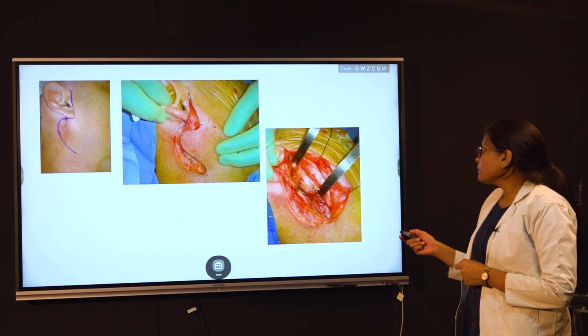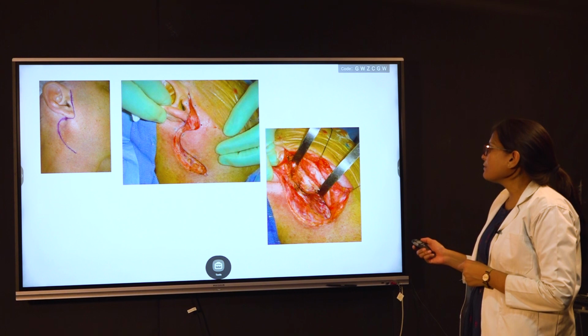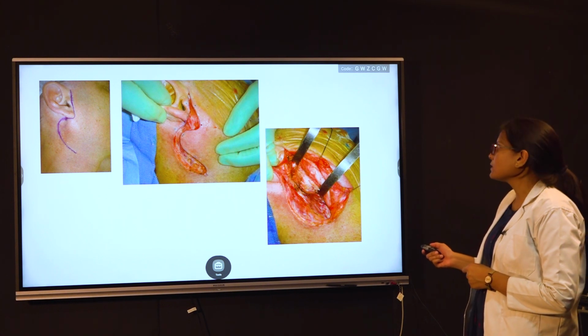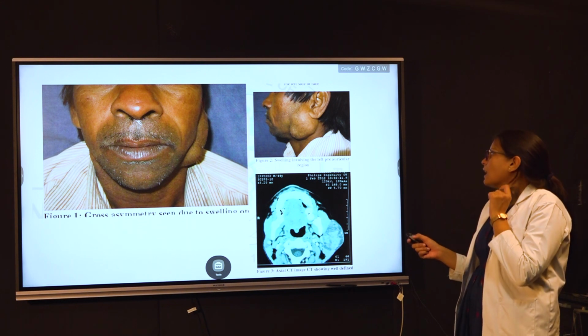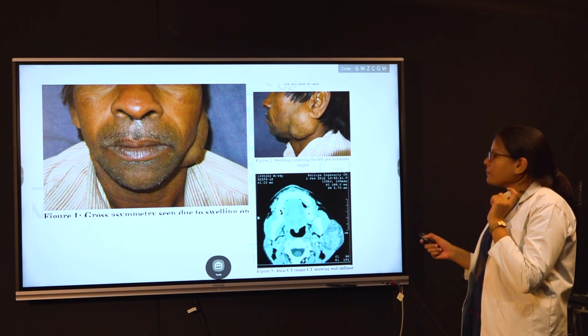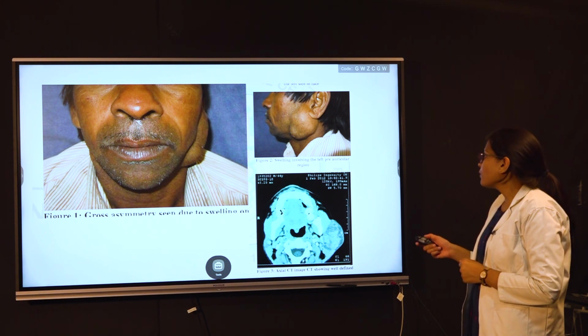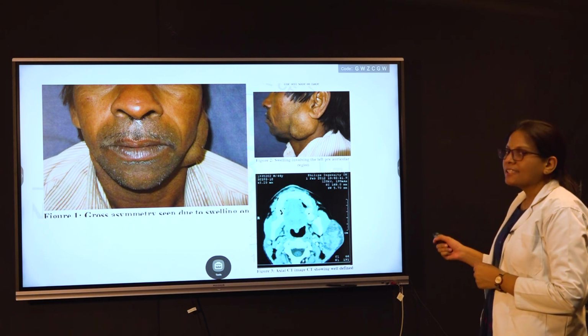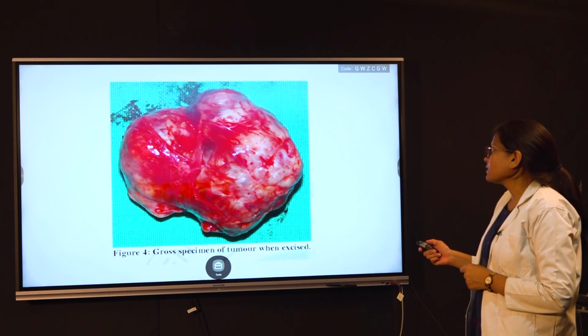So this is a surgical procedure showing the marking of the incision, surgical exposure and the deflection of the flap and identifying the tumor mass. This is a clinical case where the patient is presenting with a classic nodule beneath the ear and in front of the ear, which is most commonly suggestive of pleomorphic adenoma. And this is an axial CT image suggesting a tumor. This is a gross specimen of the tumor when it is excised.